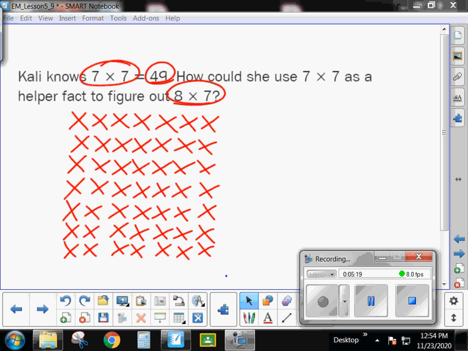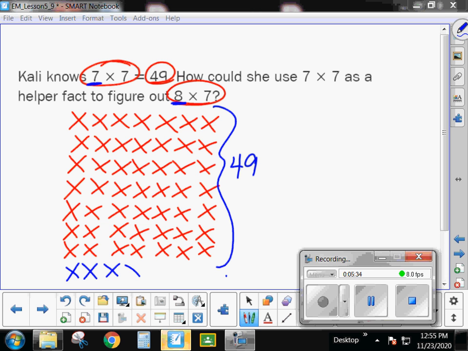Okay, so here's my 7 by 7 array. Now, if I already know that 7 times 7 is 49, if I want to turn this into 8 times 7, instead of having 7 rows of 7, now I'm going to have 8 rows of 7. So what did I need to do to get my answer? I just needed to add on 8 more, okay, which would give me what?